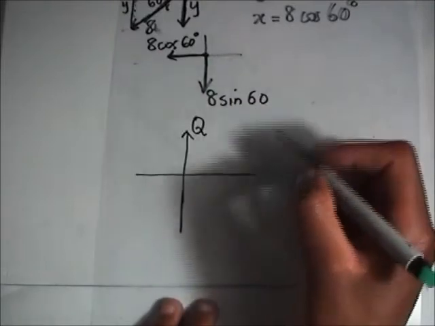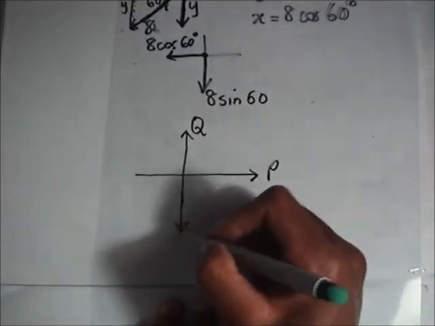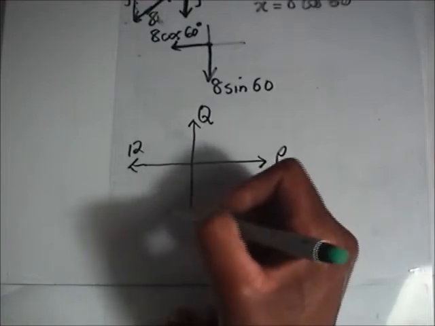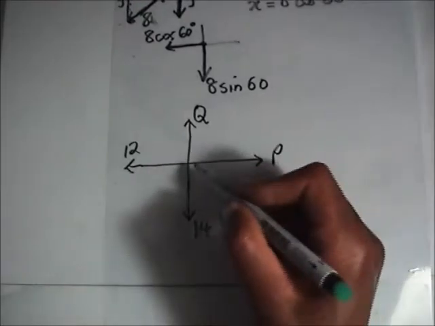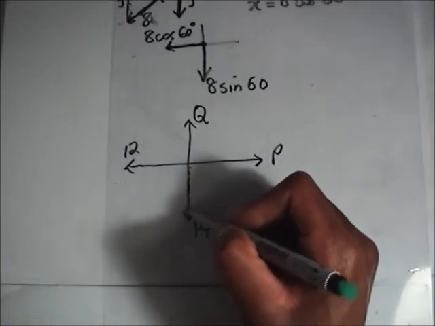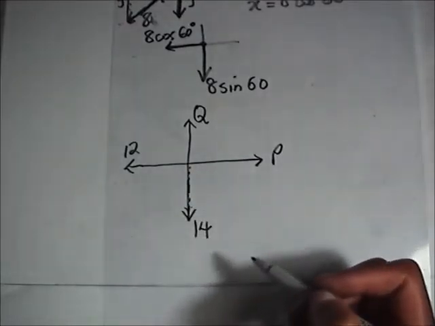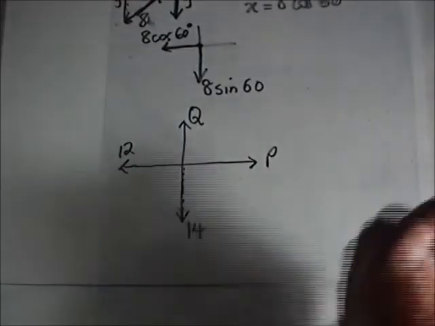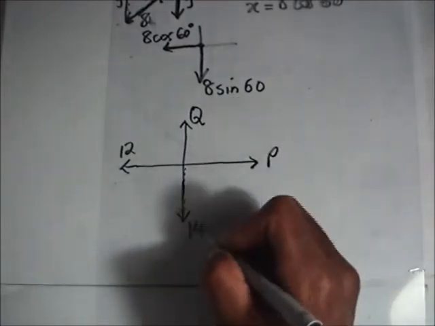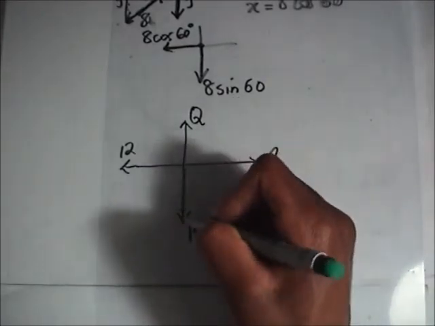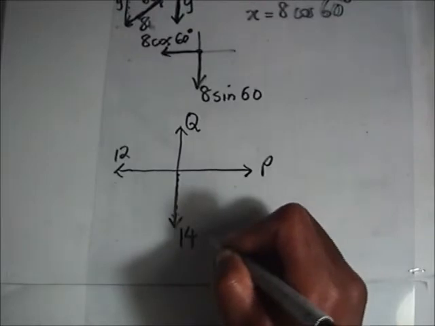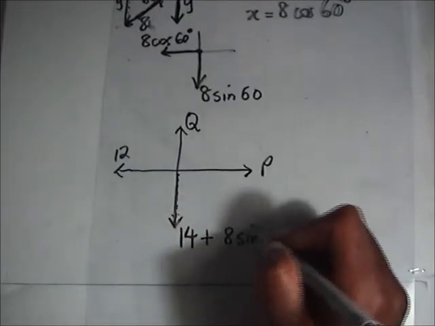So here we have our Q, here we have a force P, here a force 14, and here our force 12. Instead of writing our 8 that was like this, we are going to put the components. The component that was vertically downwards is 8 sine 60. So in the vertically downwards direction, we have a 14 that is pulling downwards, but we also have the 8 sine 60. So we are going to add 14 plus 8 sine 60 degrees.